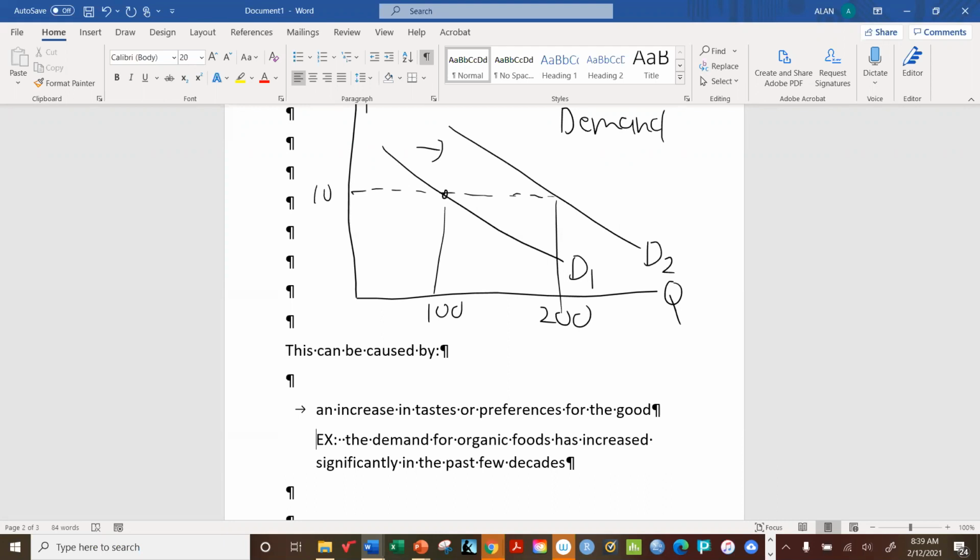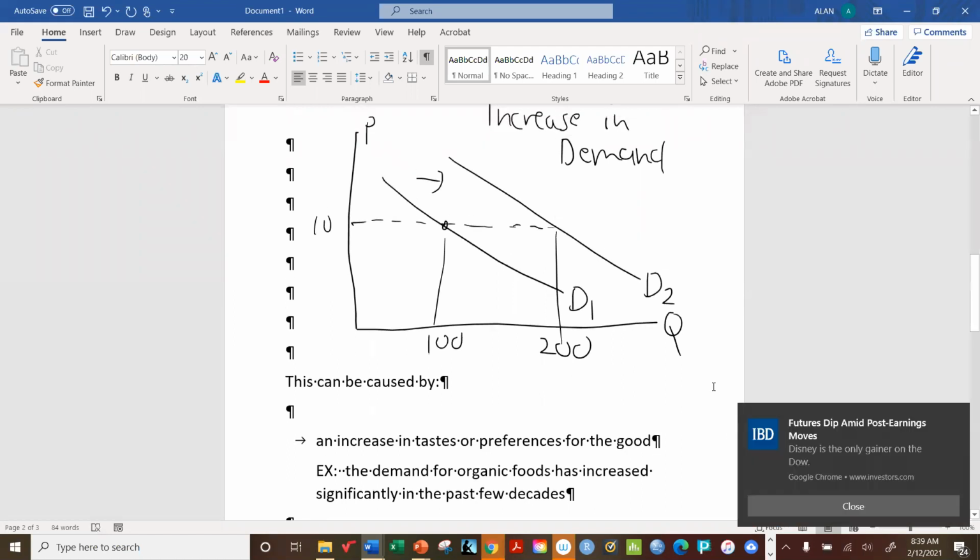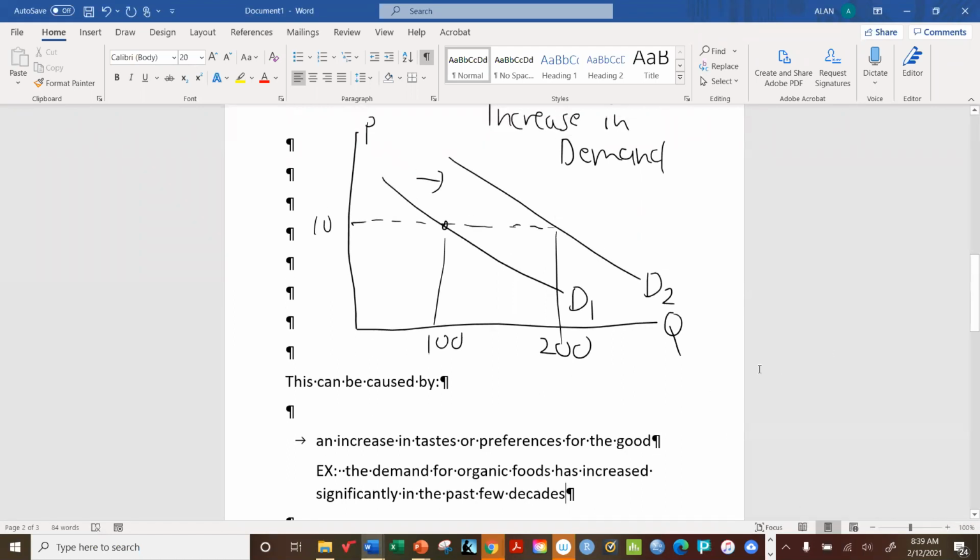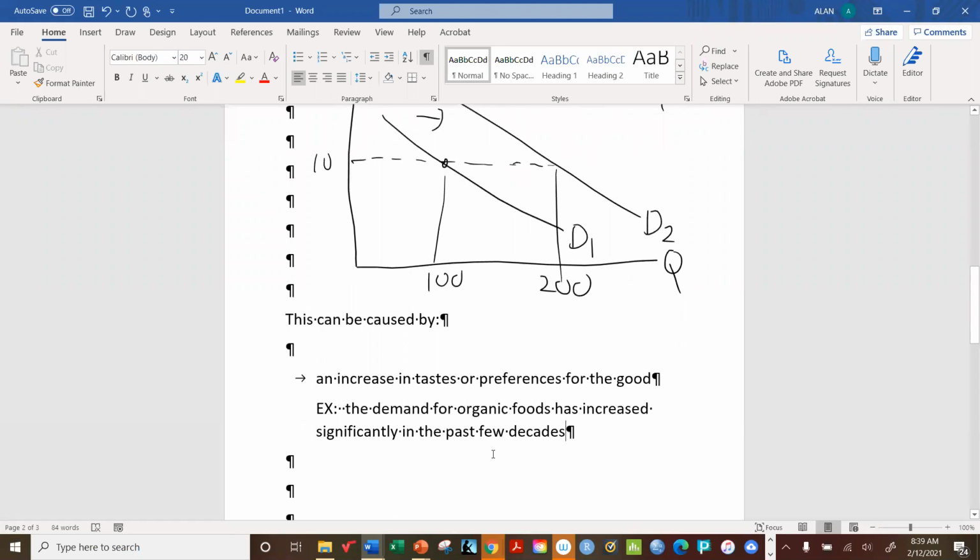So if you go to the store, you'll see a lot of organic products. 20 years ago, it would have been hard to find, or you would have had to go to a specialized store to find them. Now they're everywhere. You can go to any store and they'll have organic, non-organic, whatever the case may be. So that would definitely do the job.